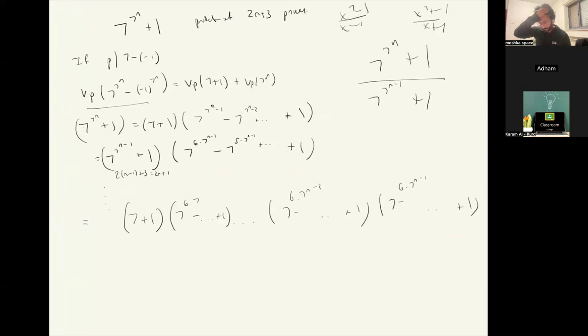And so you can show that I think if p divides this, it means that 7 to the 7 to the n minus 1 maybe has order 14 mod p, I think. Something like this. Maybe I don't know. Something like this. I have to think about it. Okay, maybe we can just do it.